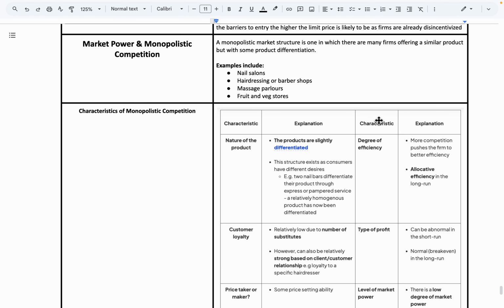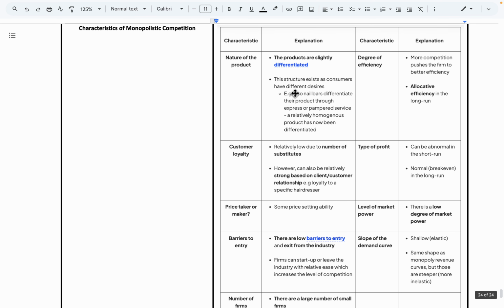Market power and monopolistic competition, which is the last one, is a market structure. A monopolistic competition market structure is one in which there are many firms offering a similar product but with some product differentiation. This can include nail salons, hairdressing, barbershops, massage parlors, and fruit and veggie stores.